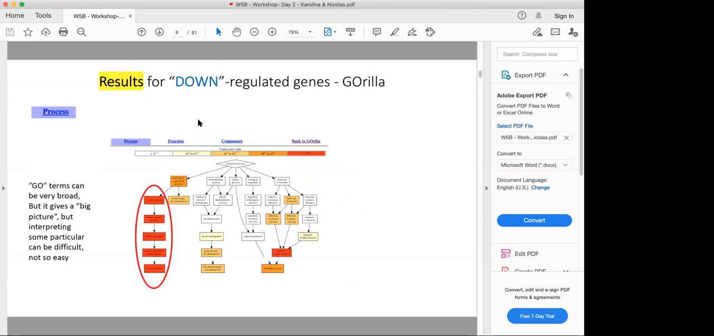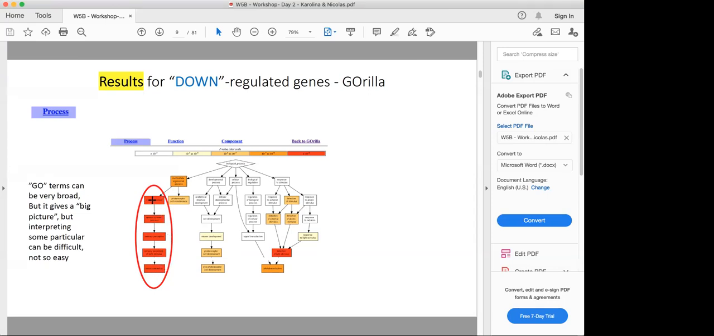So let us look at the results for the downregulated genes with Gorilla. We have those three domains, process, function, and component, and I asked you to run all of them. If we look at the process, you remember that our data set is about the development of the photoreceptors, connected with vision, with sight, with visual perception. And if you look at the results, we received very nice results. Many of our genes that we used as an input, that were differentially expressed in our knockout versus wild type, are actually involved in visual perception.